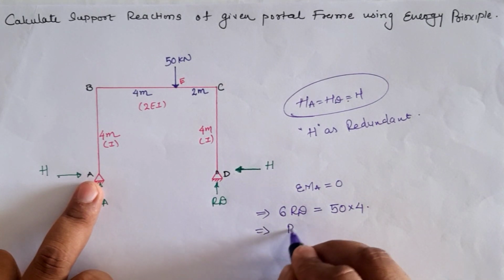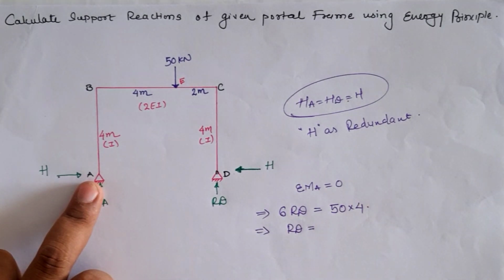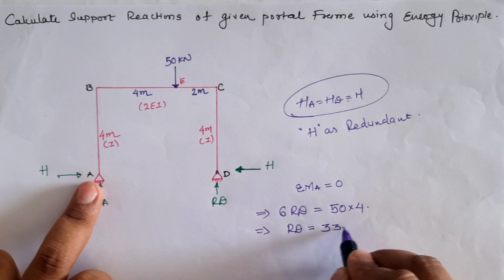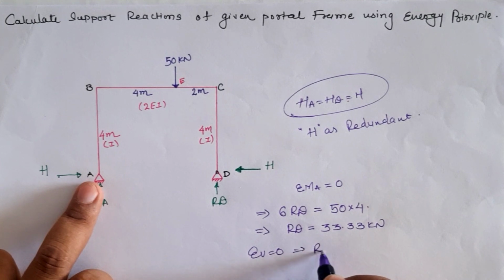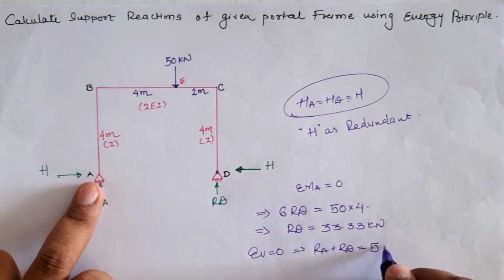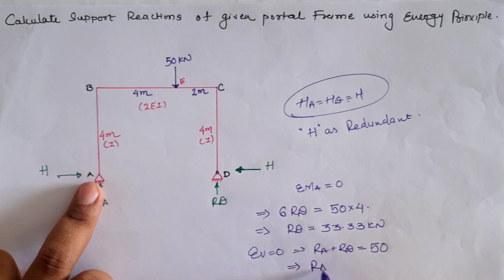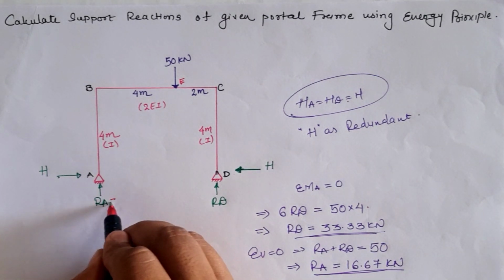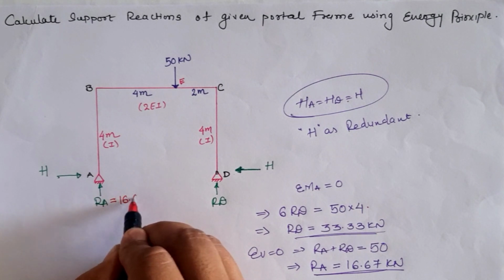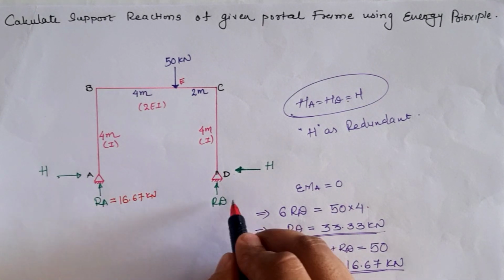Now solving this term, we have RD which is equal to 33.33 kilonewton, and if we take sigma V equal to 0, we will have RA plus RD equal to the downward load of 50 kilonewton, hence the reaction at location A is equal to 16.67 kilonewton. So using this equilibrium equation, we have RA and RD.